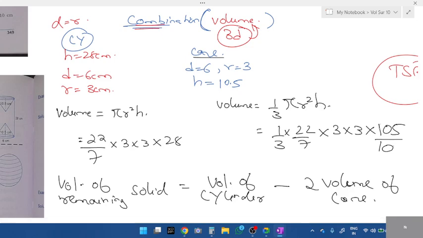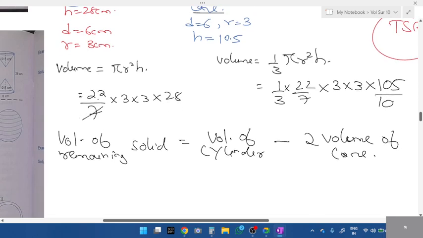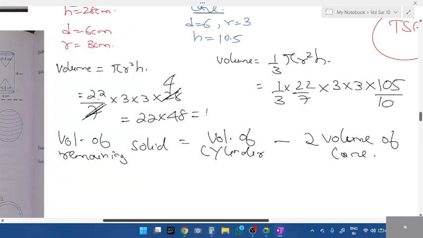What's the answer? Final answer? 594. Okay. Let me check. 7 ones are 7, 7 fours are. What do you get, students? 22 into 12 fours are 48. 22 into 48 is 1056. So total volume 1056 minus 2 into, see, you can write it together, students.